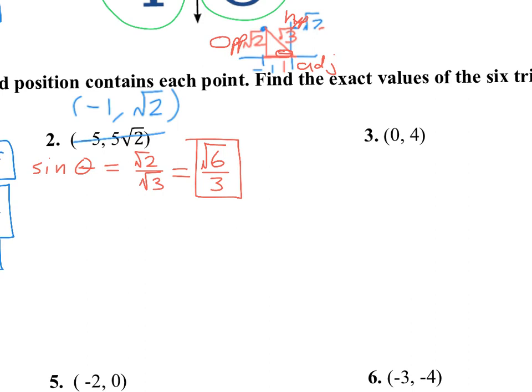And remembering ASTC, we are in the S quadrant, which means sine is positive. Cosecant, its reciprocal, is also positive, and the other 4 are going to be negative. So for cosine theta, we know it's going to be negative. Adjacent is 1. Hypotenuse is root 3. Rationalizing that one, we get negative root 3 over 3.